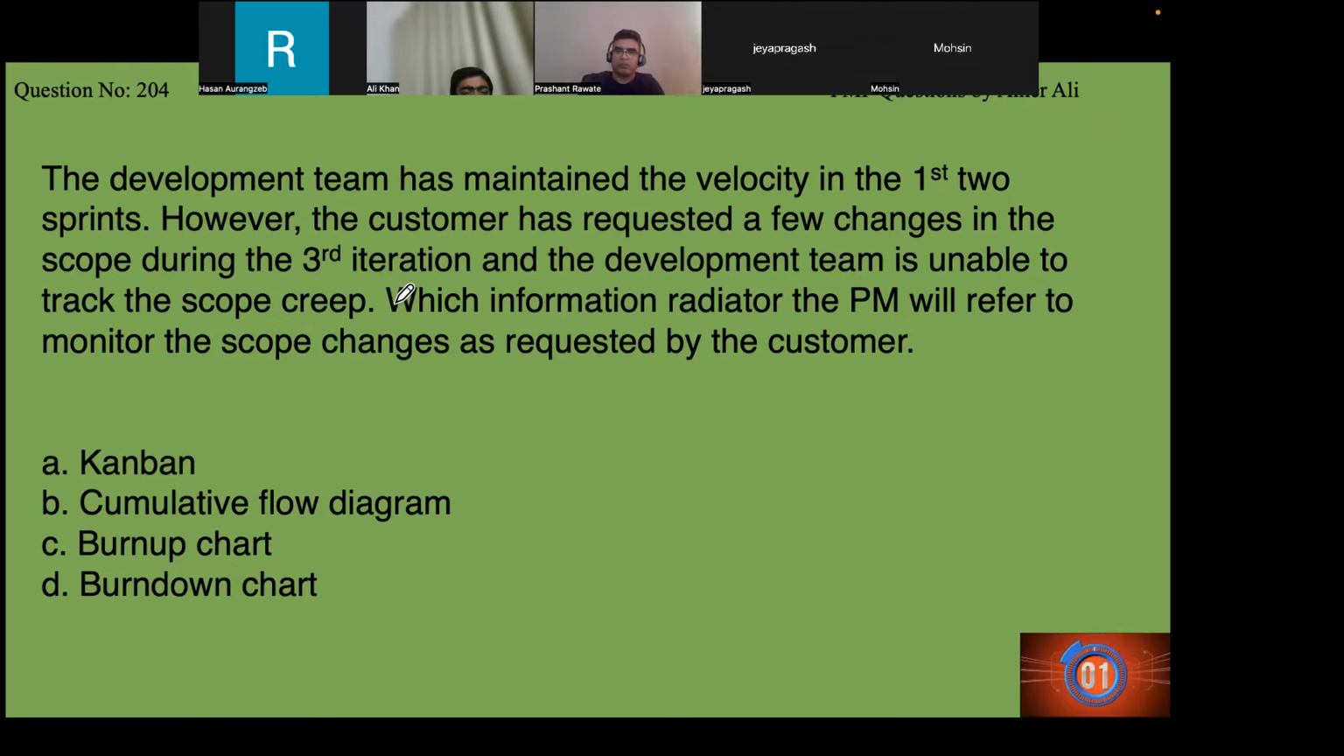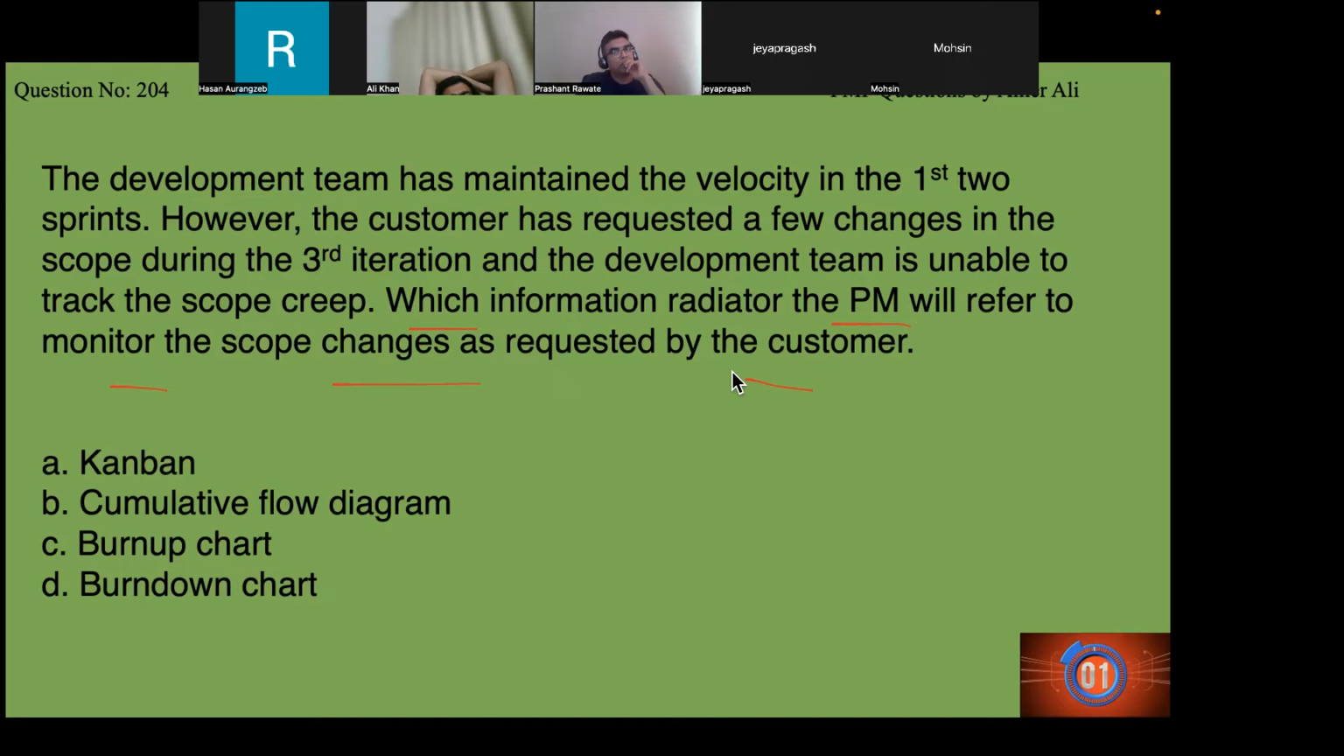Okay, ji. Which information radiator will the PM refer to in order to monitor the scope changes requested by the customer? Only this line can give you the answer. Gupta. No, Gupta, wrong answer. Faisal.